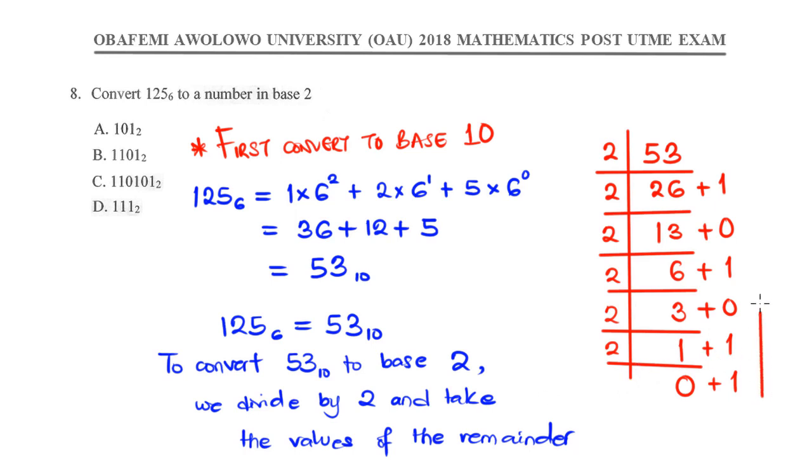So our value of 53 in base 10 converted to base 2 will be this value taken from the bottom up. So we have 1, 0, 1, 0, and 1 in base 2. And this is option C, which is the correct answer for us to pick.